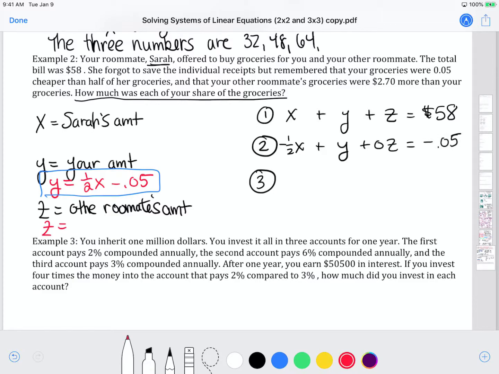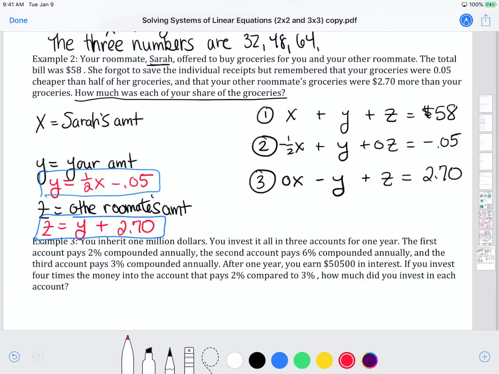It says the other roommate's groceries were $2.70 more than your groceries. So since your groceries is y, you're just going to add $2.70 to that. So I'm going to take this equation and rearrange it so that it's in order and everything is lined up in my system. In this equation, I don't have an x, so I'm going to have a coefficient of 0x. I'm going to subtract y from both sides. So that's going to give me a minus y plus z, and then my constant on the right will still be 2.70.